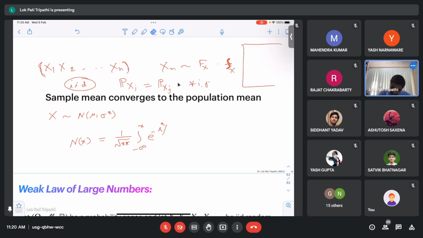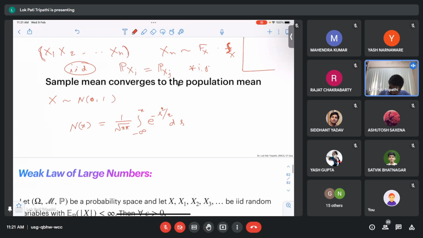Oh sorry, it is standard. So let me just, otherwise you need to, let me take standard, that will be easy to work. Okay, so this is the standard, the CDF of standard normal distribution. Okay, cumulative distribution function of standard normal distribution that has mean 0 and variance 1.